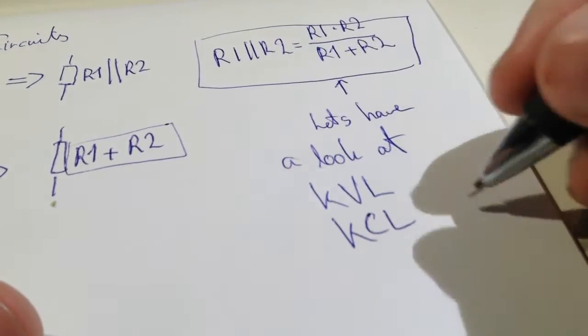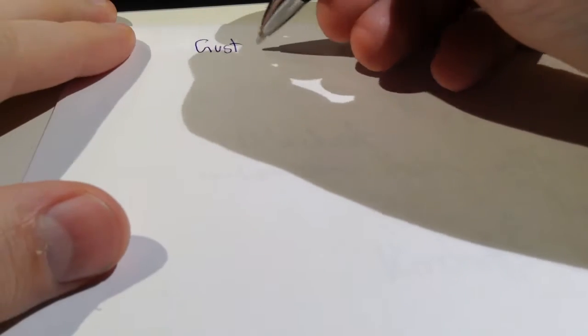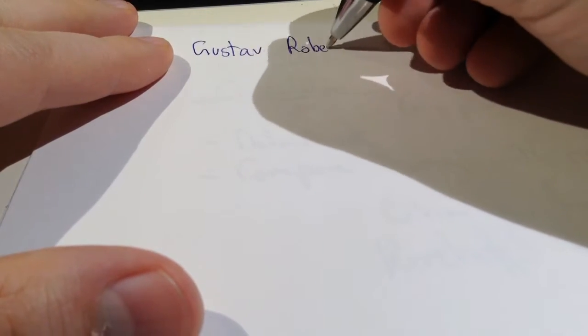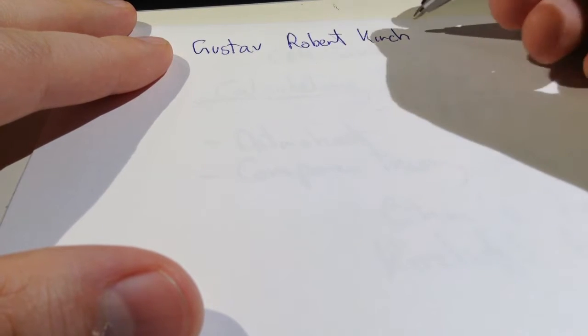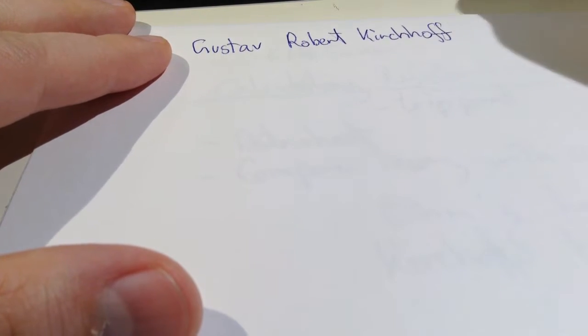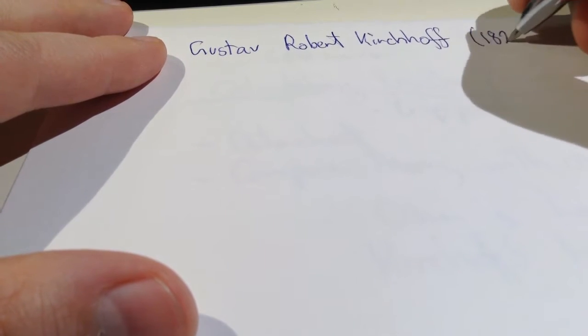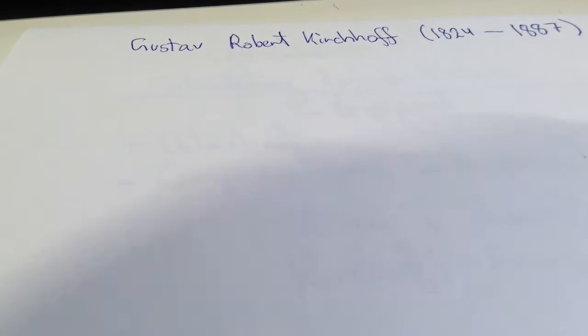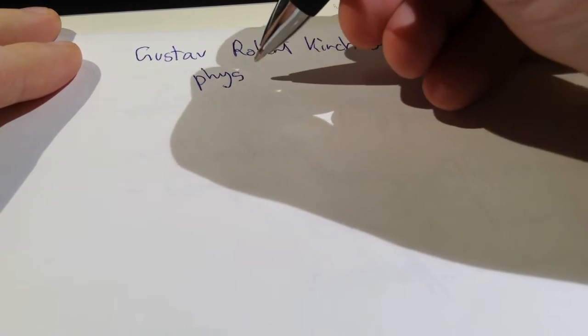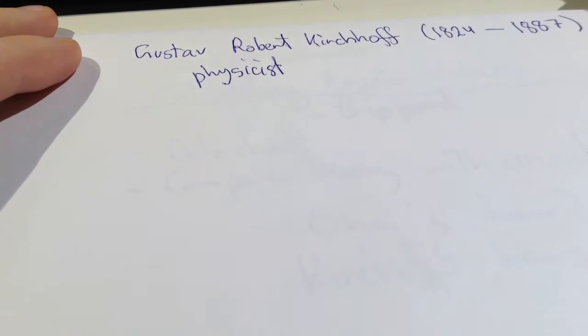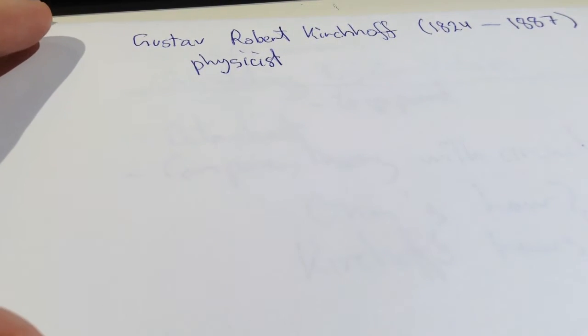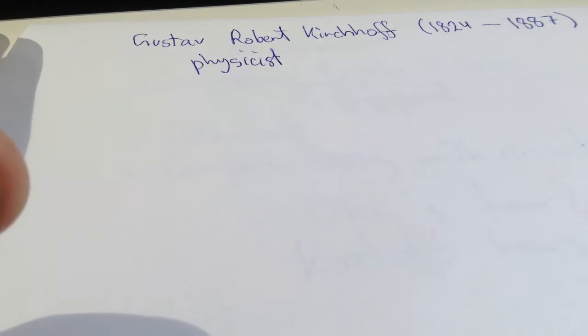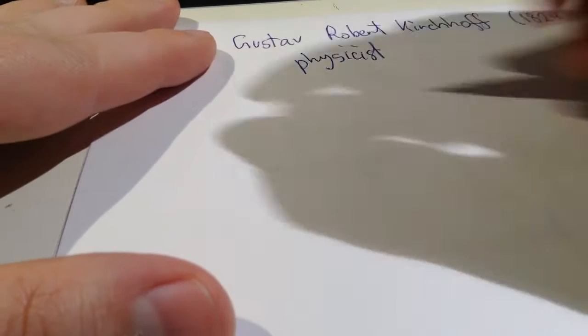Kirchhoff's voltage law and Kirchhoff's current law. So back in the 1800s there was a man called Gustav Robert Kirchhoff, and he was a physicist interested in electrical phenomena. And he had these two laws that are very famous in elementary electric.